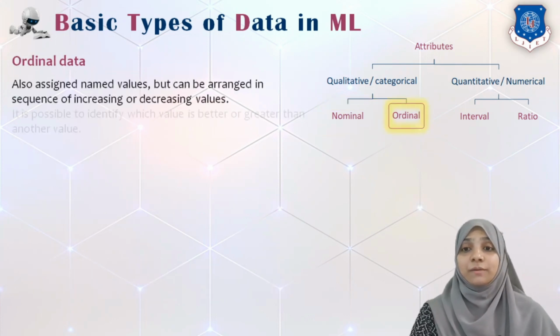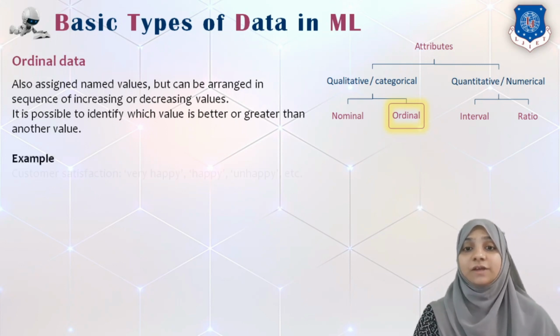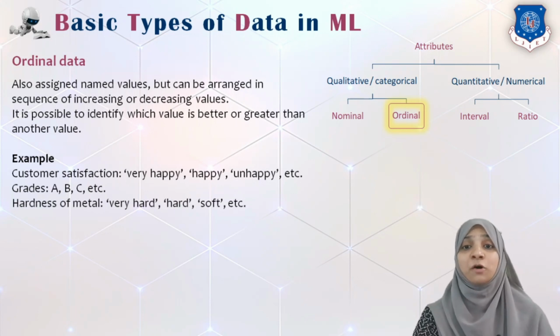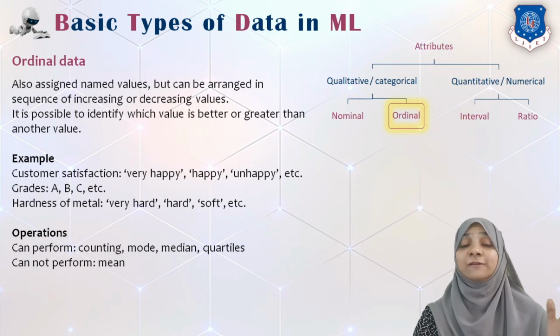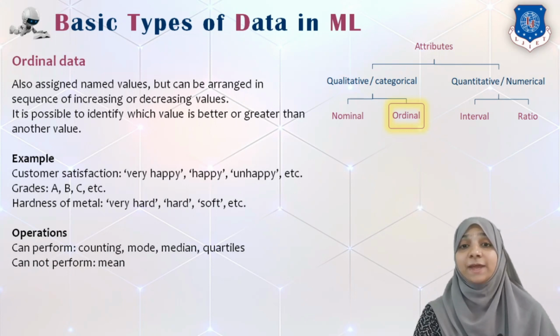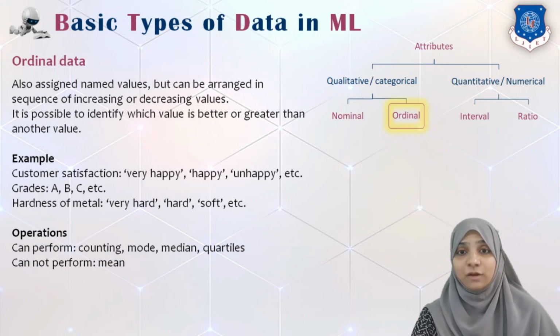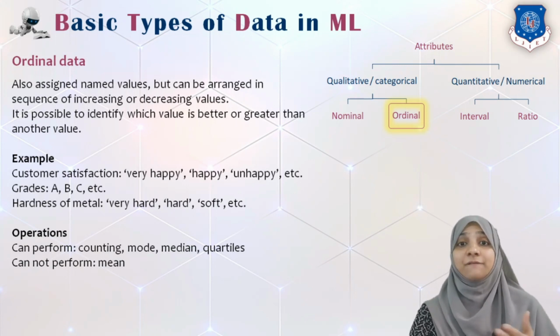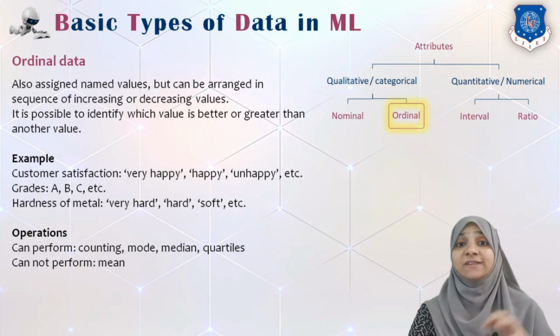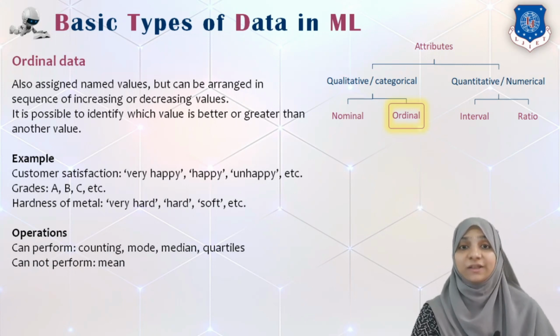The second type of categorical data is ordinal data. This data is also non-quantifiable. That means it is given in non-numeric form, but we can arrange these values in a sequence of increasing or decreasing value. That means we are able to compare between two given values. Say for example, customer satisfaction is very happy, happy, or unhappy, or I can say sad. So I can give ratings based on this, that very happy is better than happy, happy is better than unhappy, and unhappy is better than sad. So I can arrange this series of values in some ascending or descending order.